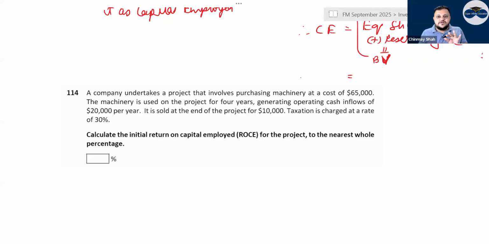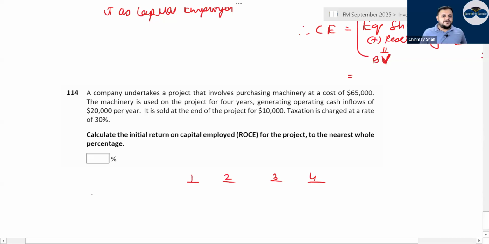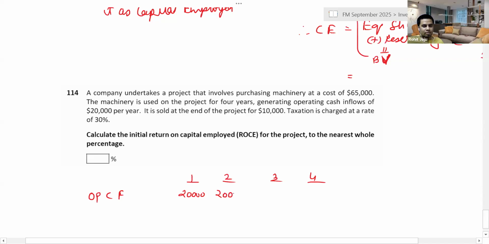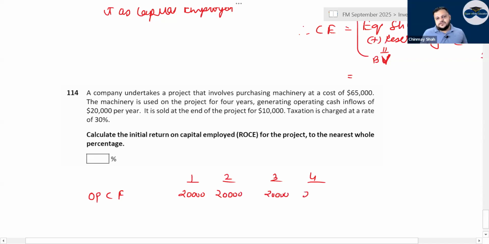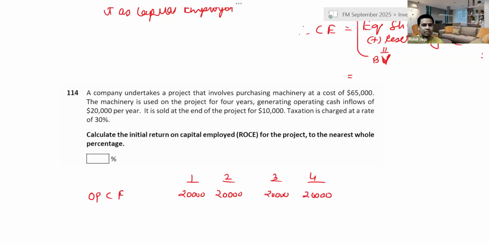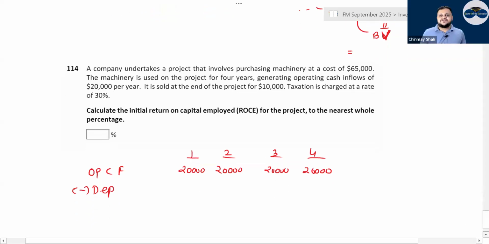And what they have given, have a look. Generating operating cash flows of 20,000 per year means, 1 minute, 1, 2, 3 and 4, all 4 years, how much is the operating cash flow? Tell me. 20,000, 20,000. Sir, you had given that depreciation will be on an SLM basis. Had I given you that, the depreciation will happen on what basis? Tell me. SLM. Here nothing is given. What will you do? SLM. You can assume SLM. Tell me. Yes. So what will be the depreciation every year? Minus and get PBIT.